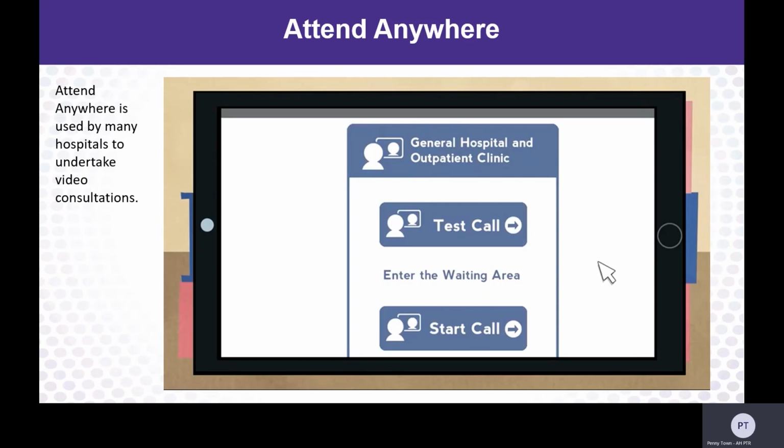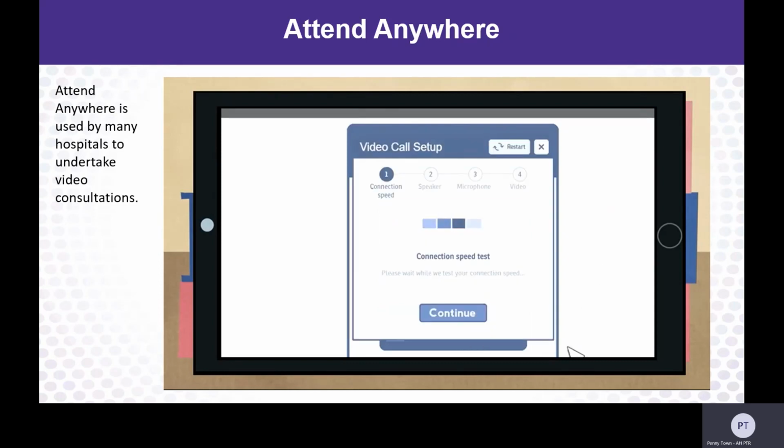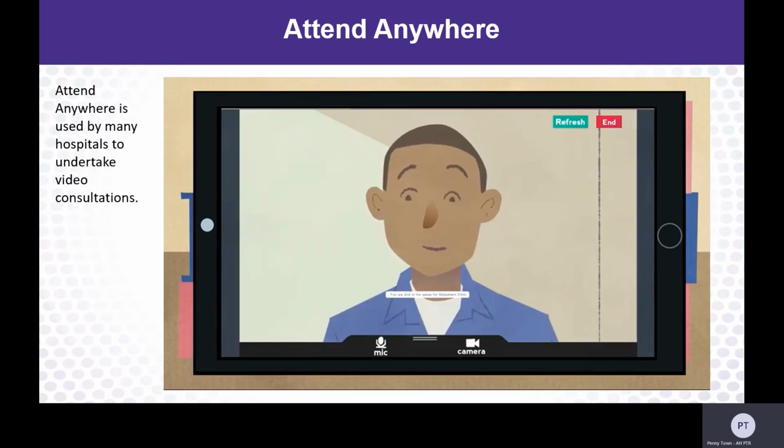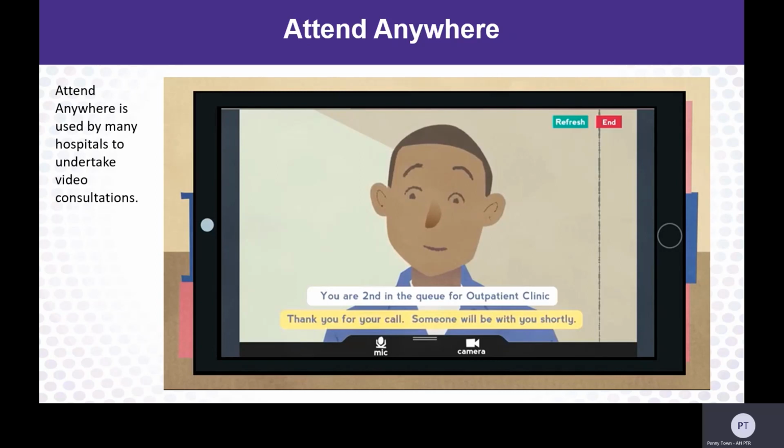A couple of minutes before your appointment is due to start, click on the Start Video Call button. The system will run through some checks to make sure everything is working. Then it will ask for your name, phone number and date of birth. This is only so the clinician knows who is calling. Your details won't be kept. You will then go into your own private video room. All you have to do then is wait.